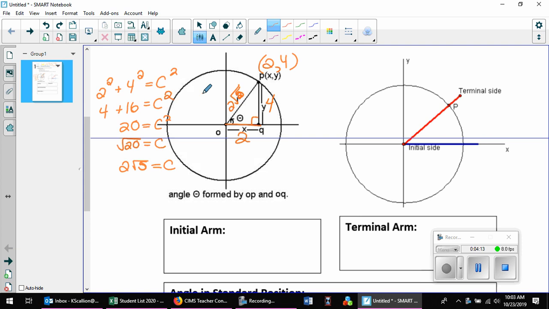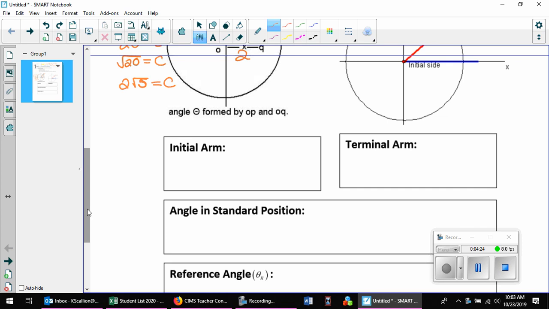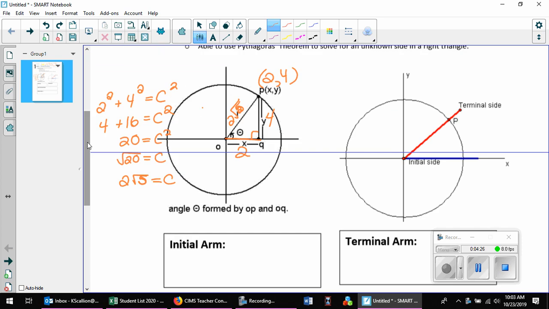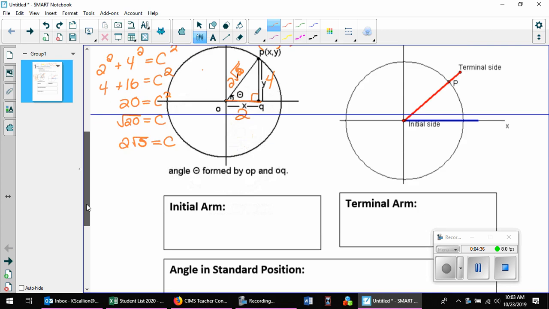Everybody comfortable with it? So the (2, 4) tells me my base versus my height, and then I would use the Pythagorean theorem to find my hypotenuse. Okay, initial arm. Going back to this pretty picture, the initial side, if starting from standard position, will always start on the positive x-axis. The initial arm is where your angle starts.